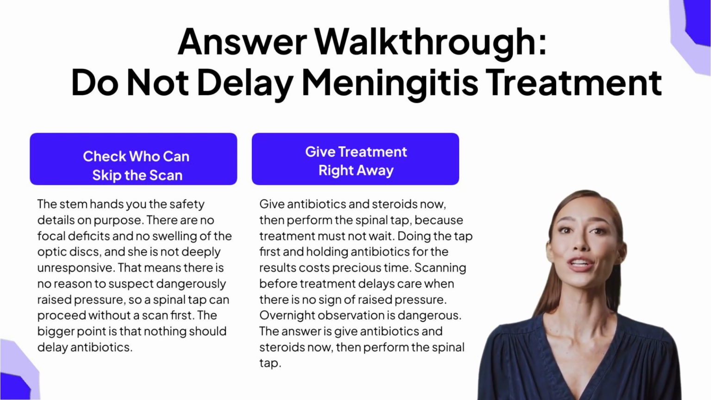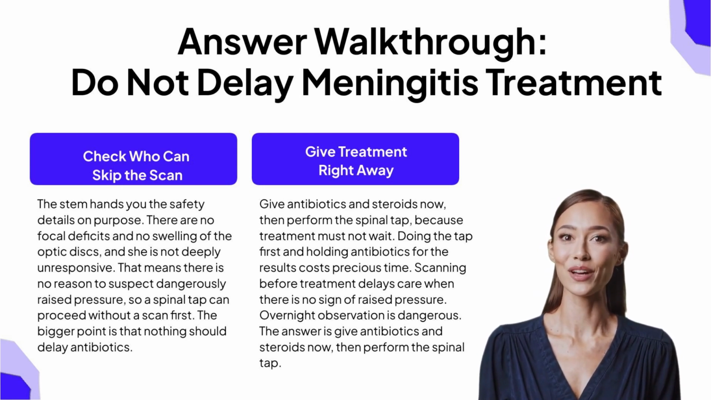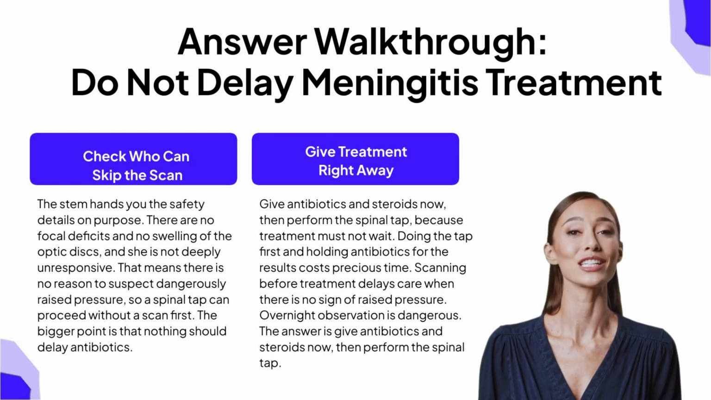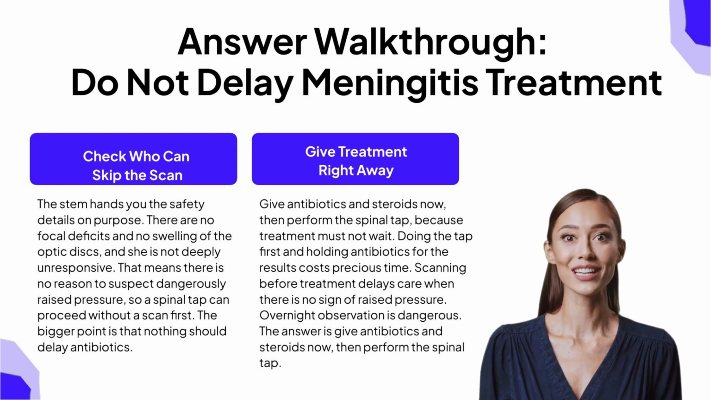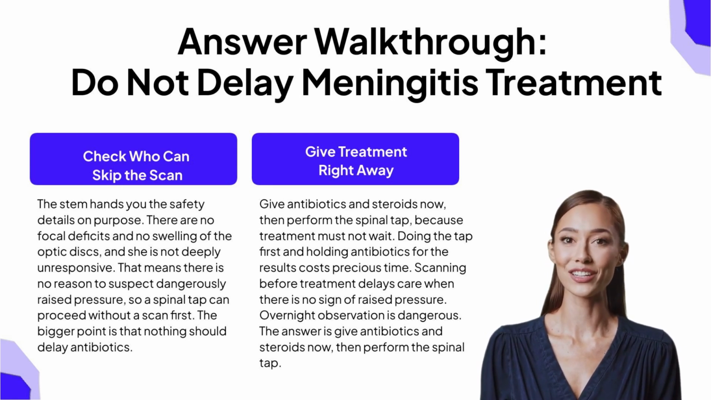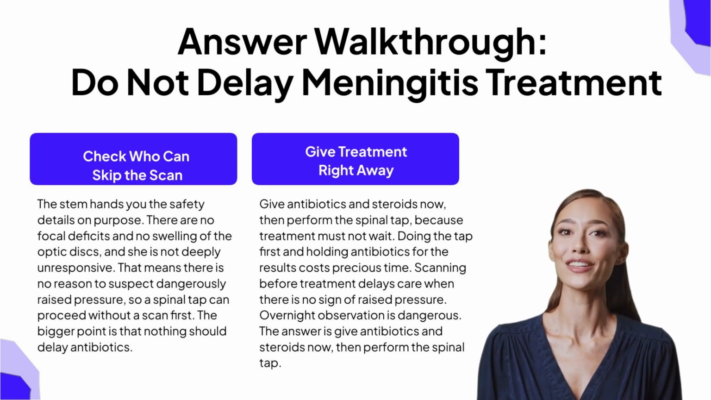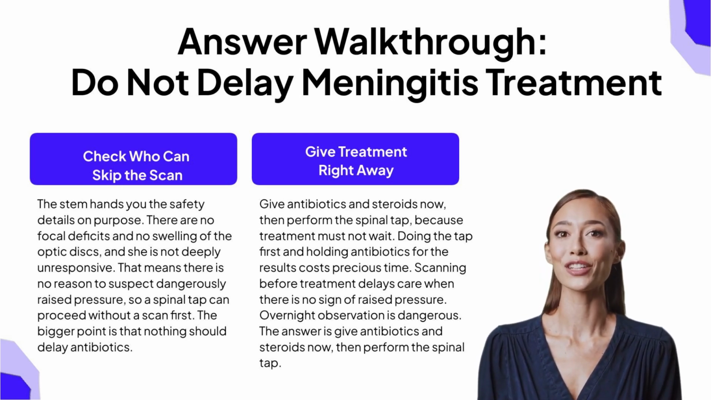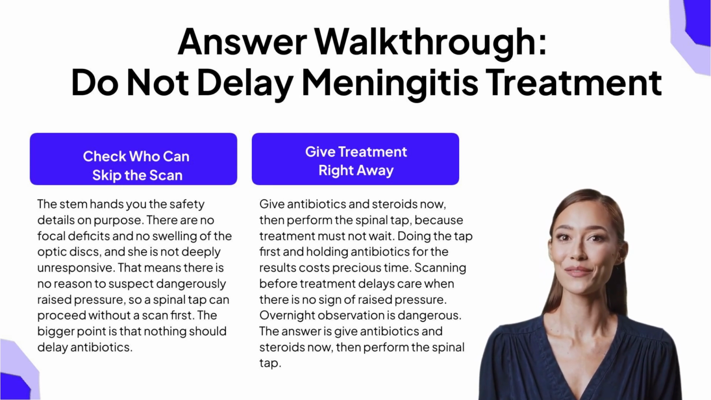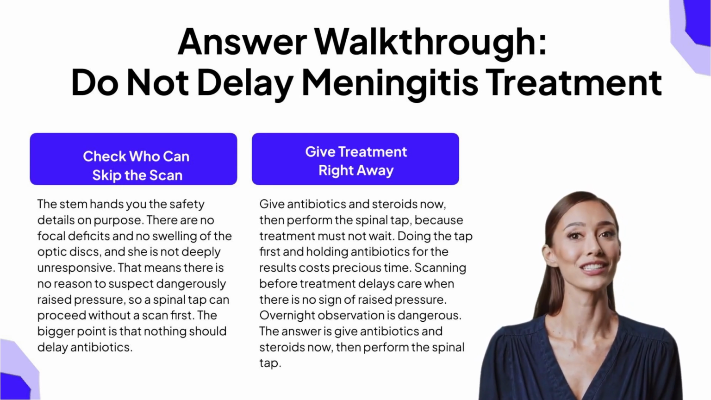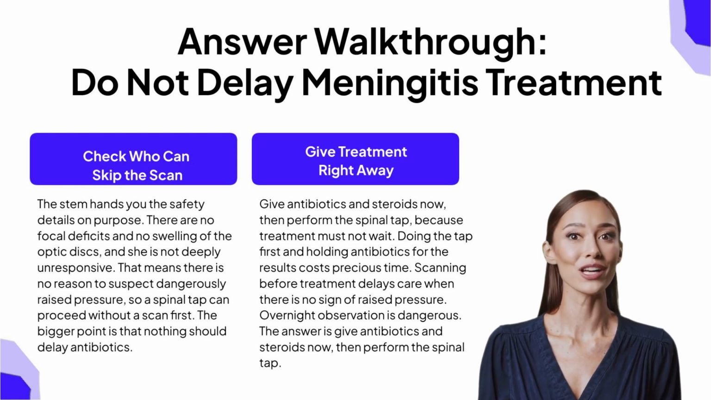Second, give treatment right away. The correct sequence is antibiotics and steroids now, then the spinal tap, because in suspected bacterial meningitis, every hour of delay raises the risk of death and disability. Performing the tap first and holding antibiotics for the results wastes time. Ordering brain imaging before any treatment delays care when there is no sign of raised pressure. Observing overnight is frankly dangerous. The correct answer is to give antibiotics and steroids now and then perform the spinal tap.